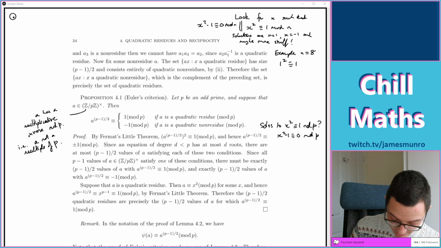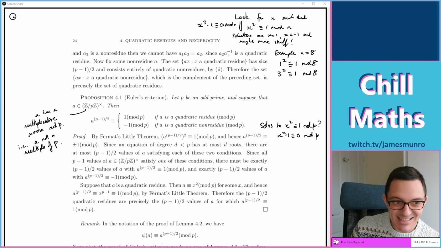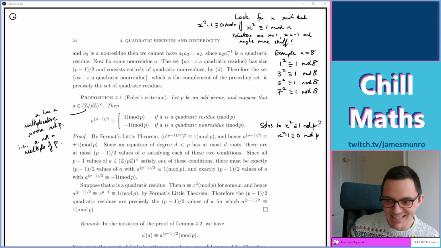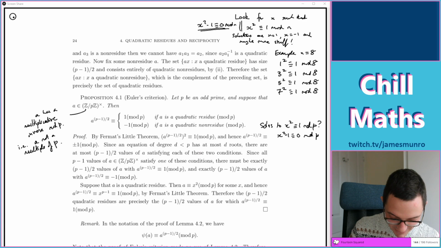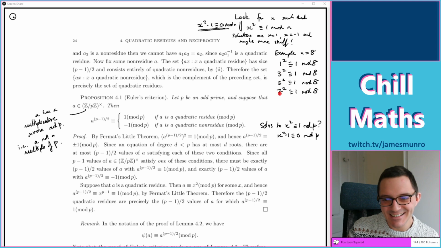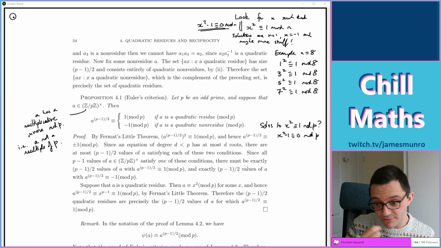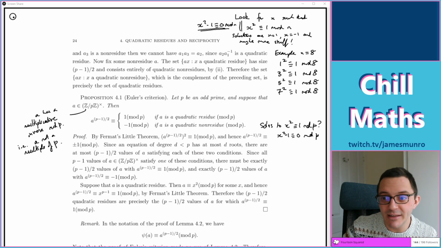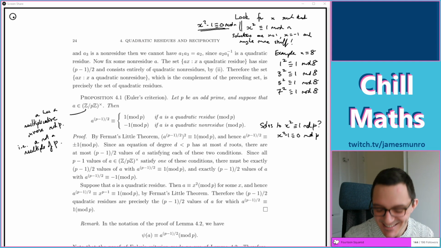So 1 squared is 1 more than a multiple of 8. 3 squared is 1 more than a multiple of 8. 5 squared is 1 more than a multiple of 8. And 7 squared is 1 more than a multiple of 8. This is awkward because it means that our quadratic equation, modulo 8, has 4 solutions up to multiples of 8, and they're all different up to multiples of 8. None of those differ by a multiple of 8, so they're all different solutions. So it's an example of a quadratic with 4 solutions.